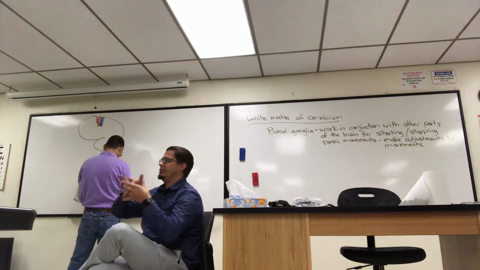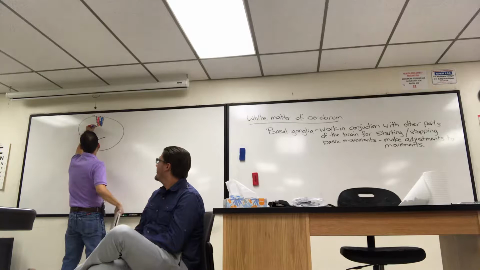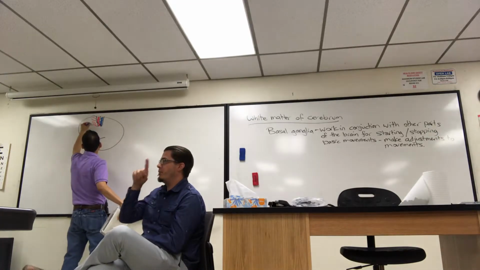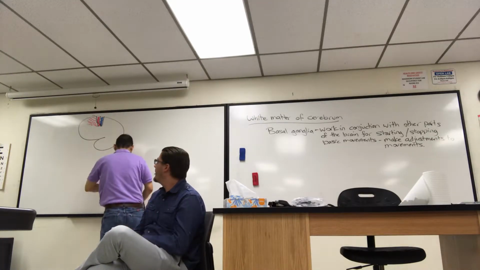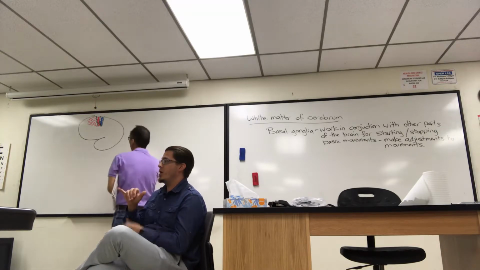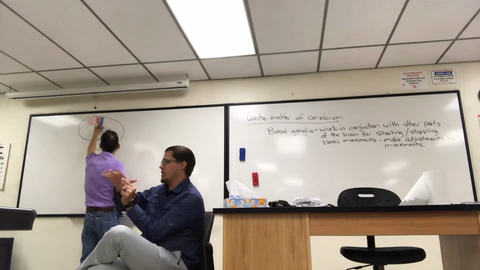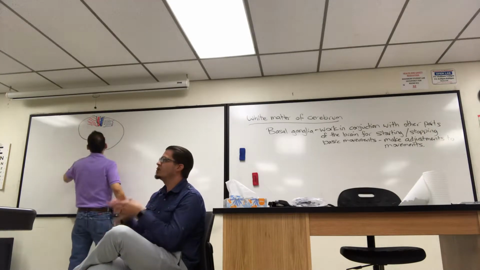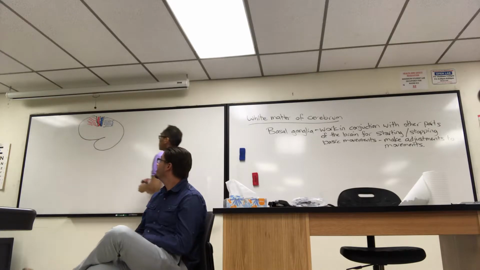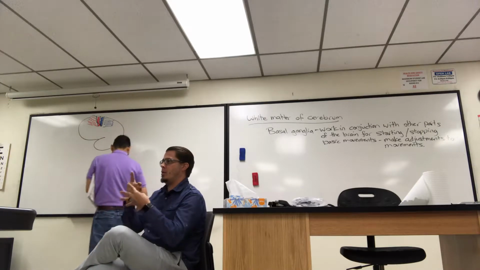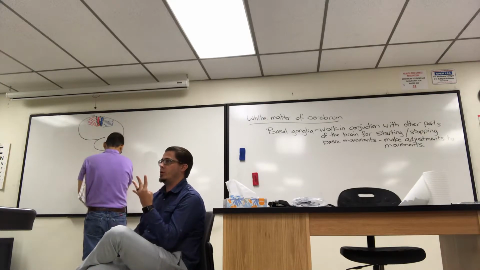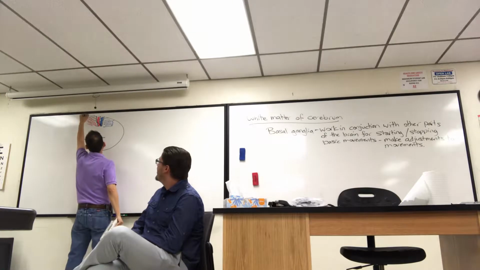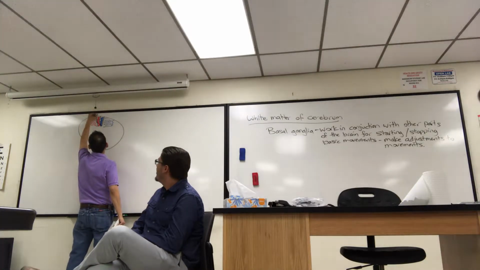for motor, let me just draw it like that. And also the association area for sensory. Let me just draw it like this. So let's number those 4 regions, 1, 2, 3, and 4.